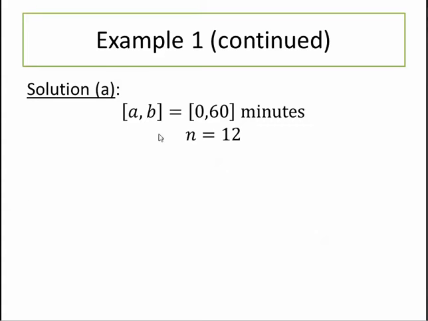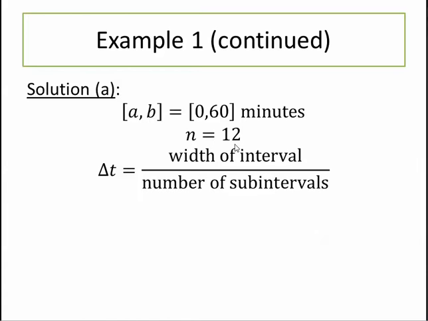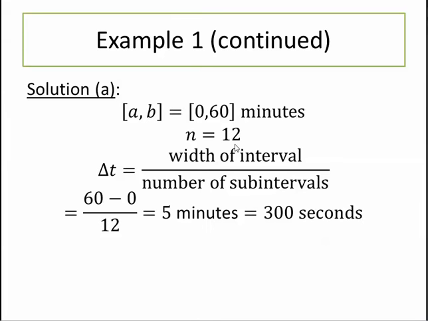The time interval we're looking at, [a, b], is 0 to 60 minutes, and we're going to divide it into 12 subintervals. That means our delta t is going to be equal to the width of our time interval divided by our number of subintervals. So that's going to be 60 divided by 12, which is 5 minutes.